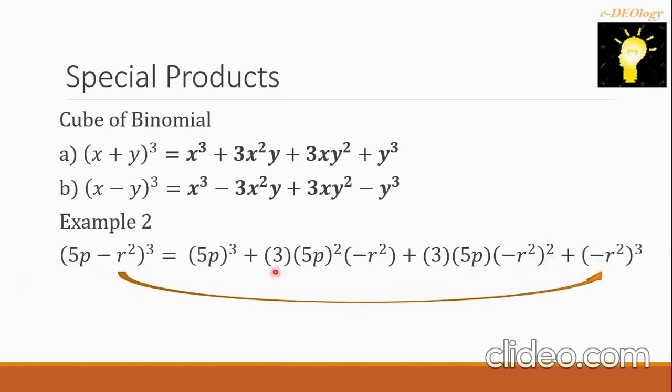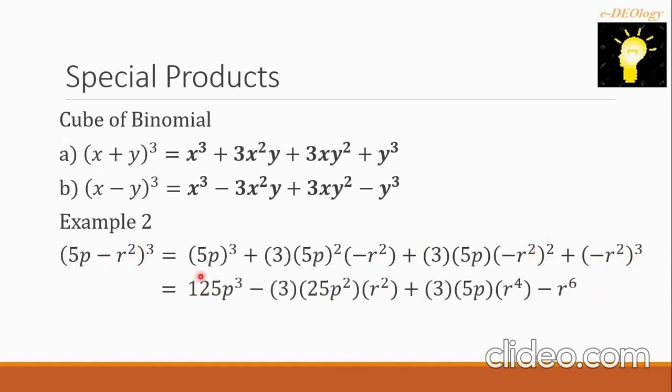And the last blank, the negative r squared is raised to 3. Now let us simplify. The 5p raised to 3 equals 125p cubed. Now in here, the negative sign is placed in front. Then let us simplify this 5p squared. It becomes 25p squared.